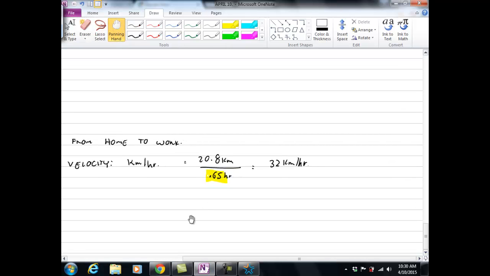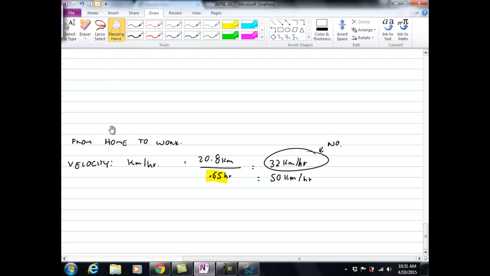Anyone know drivers here? What's the speed limit, by the way? On average, it's around 50. It is actually 50. Now, you can go above by 10 and they forgive you, but so on. So was I speeding? The answer is no, according to this. But I'm going to show you what happens.